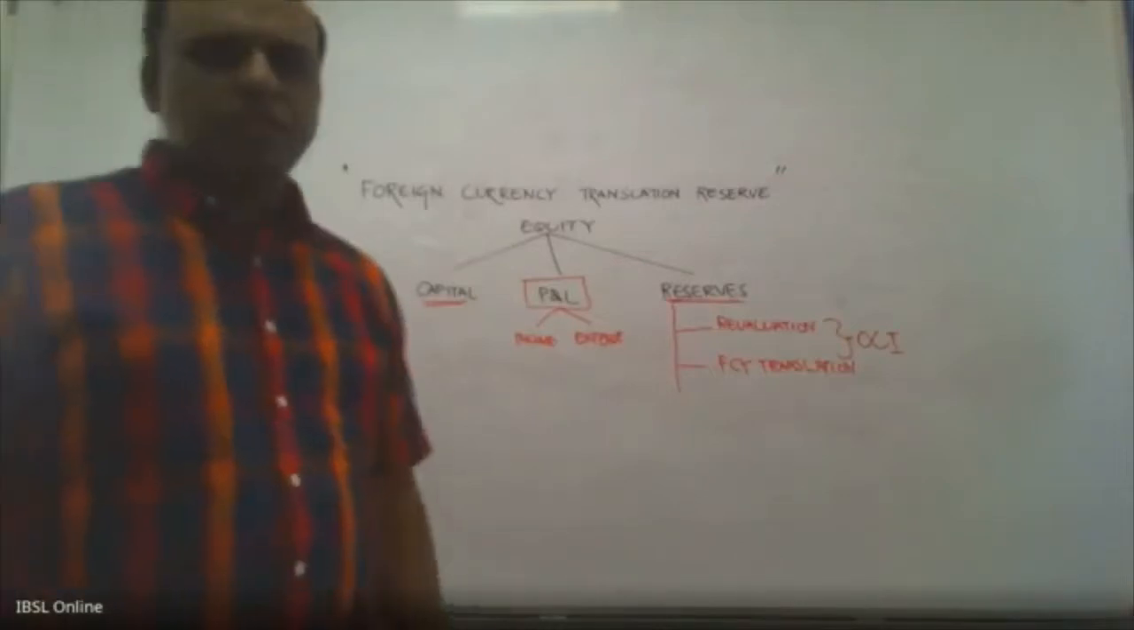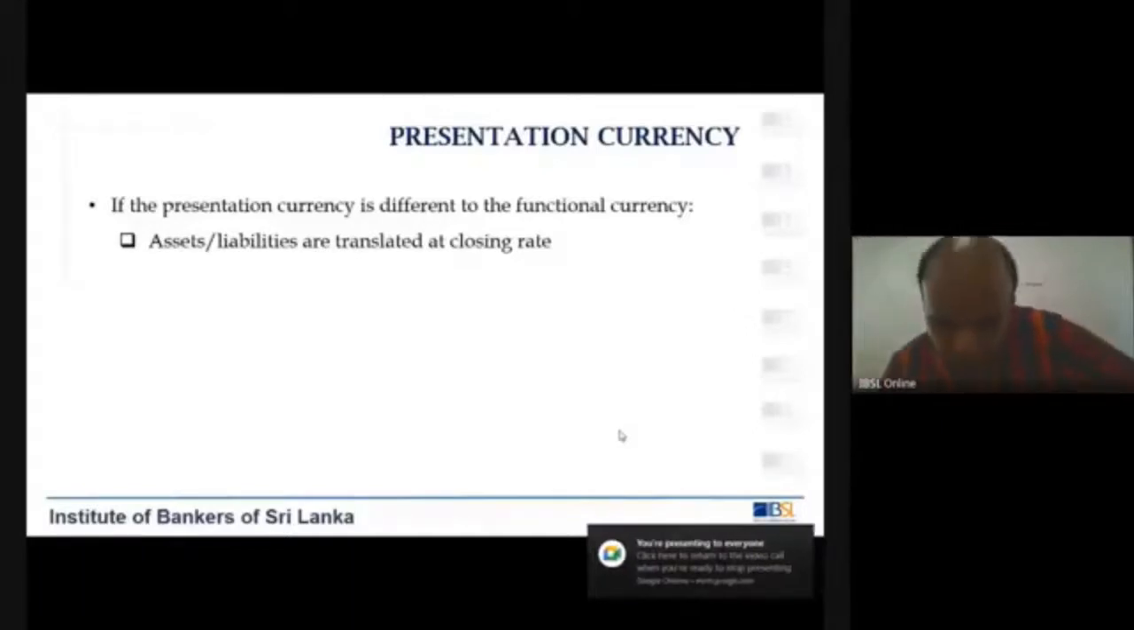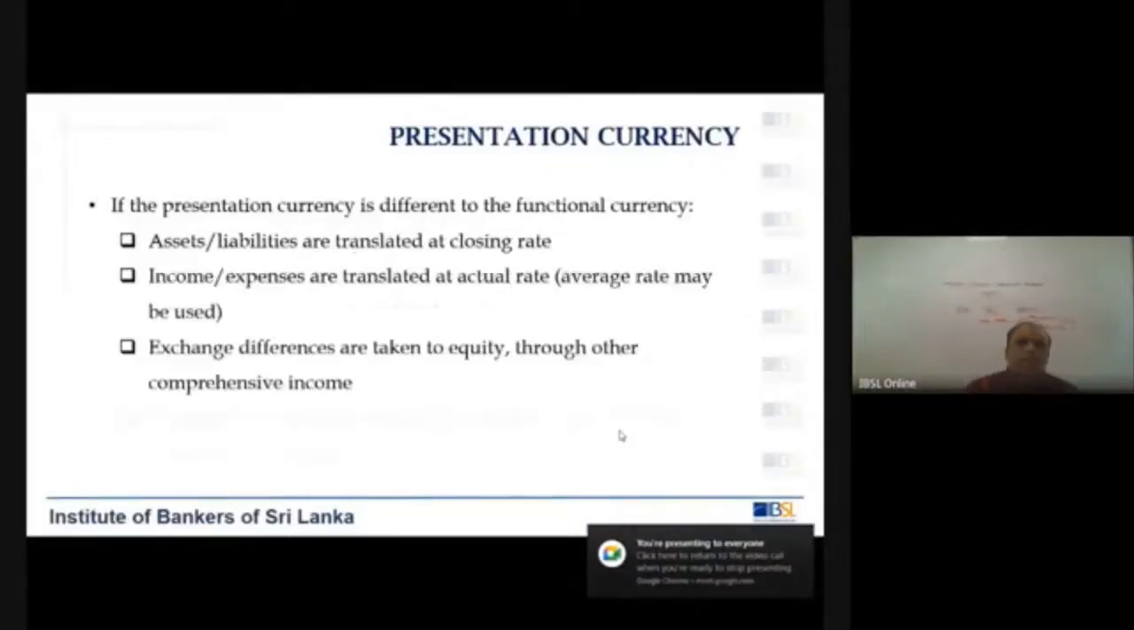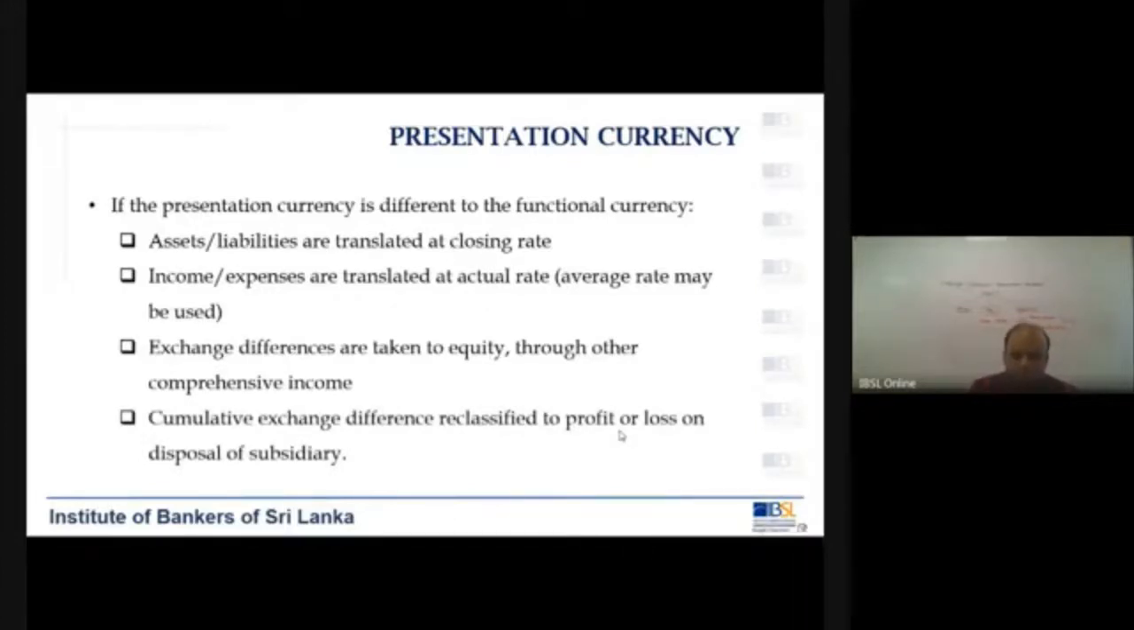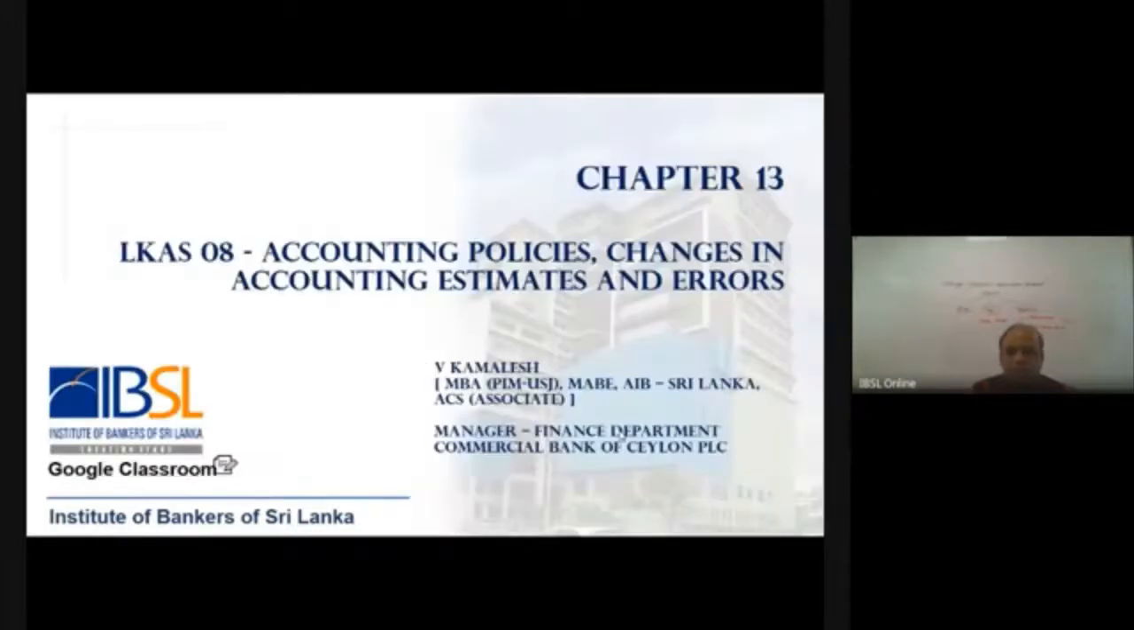So this I think I have already explained to you. The presentation currency. So as I told you, assets and liabilities are translated at closing rate. Income and expenses are translated at actual rate, average rate, maybe whatever. Exchange differences are taken to equity through other comprehensive income, and the cumulative exchange differences are reclassified to profit or loss on a disposal. Okay, and this we have already looked at.